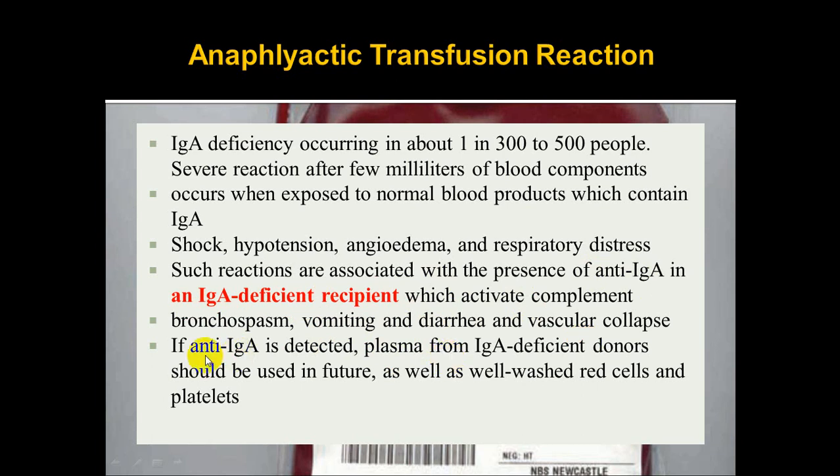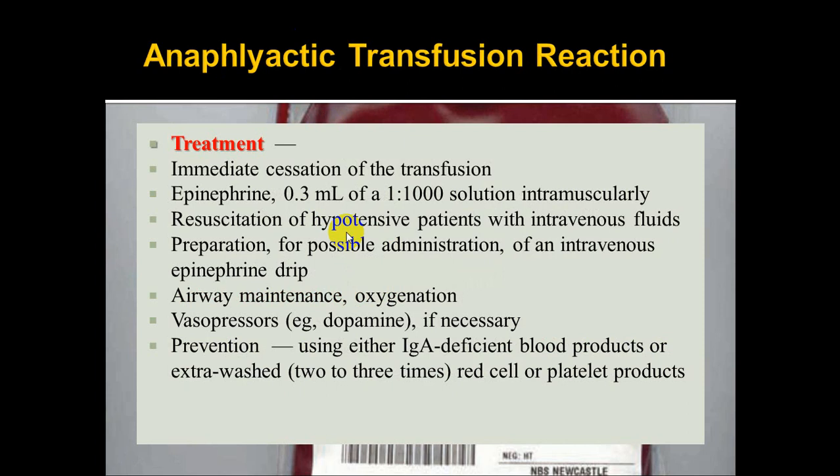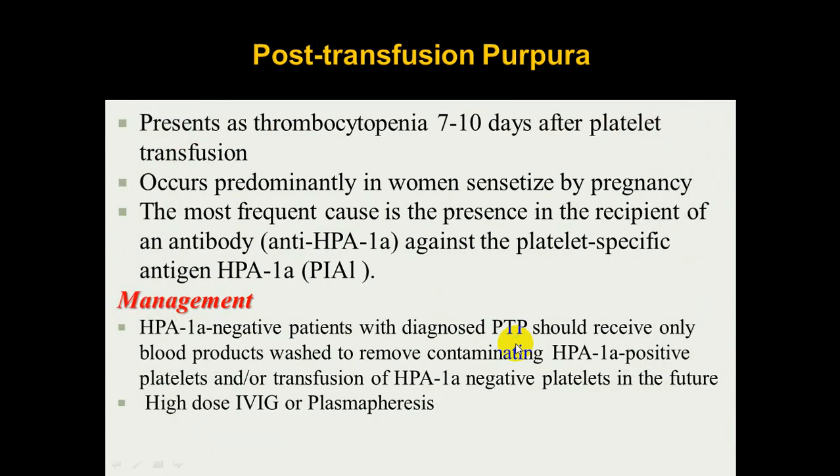If anti-IgA is detected, those patients with IgA deficiency antibody need blood from an IgA deficient donor to avoid this anaphylactic reaction. Treatment of anaphylactic reaction: cessation of blood transfusion, epinephrine, very, very important, epinephrine, noradrenaline, resuscitation by fluid, normal saline, because the patient is hypotensive, patent airway, O2, vasopressor, and prevention, as I mentioned before.